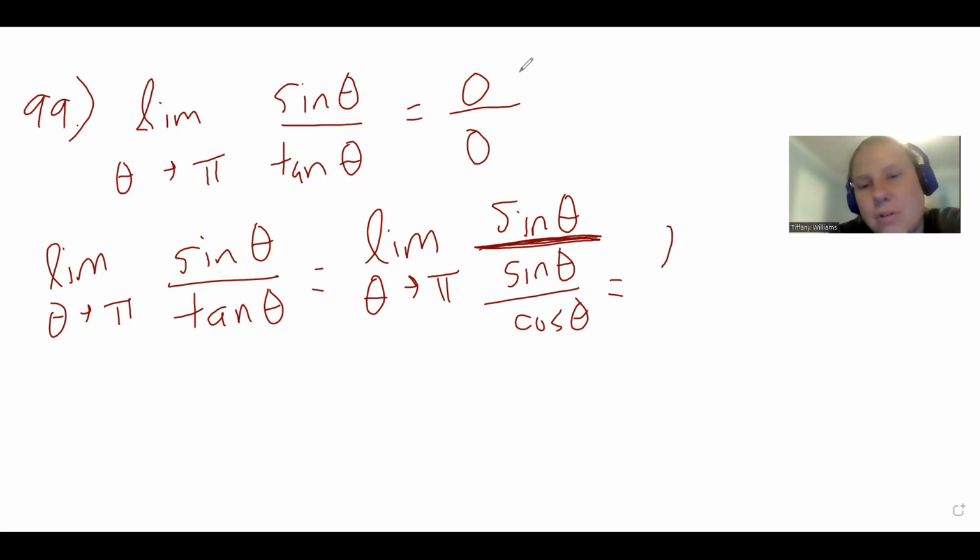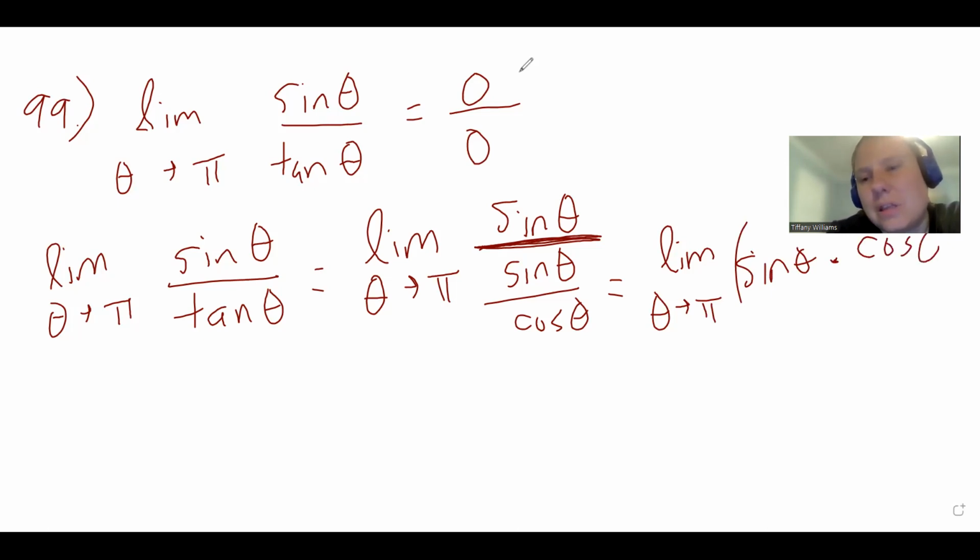And I know that when you're dividing by a fraction, division by a fraction is actually equivalent to multiplication by the reciprocal. So I'm going to multiply this sine of theta by the reciprocal of sine theta cosine theta, which is cosine theta over sine theta. And look what happens now. The things that go to 0 cancel out. The sine theta is gone.